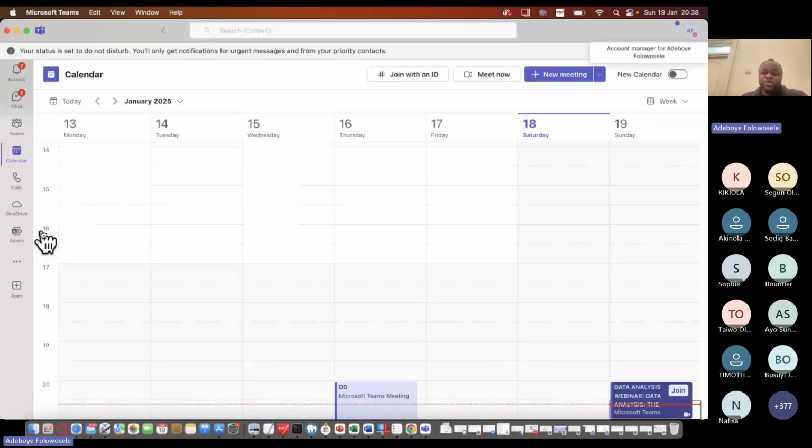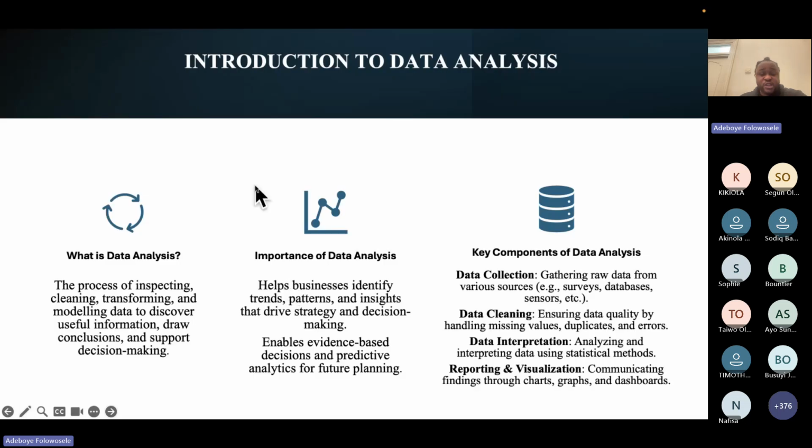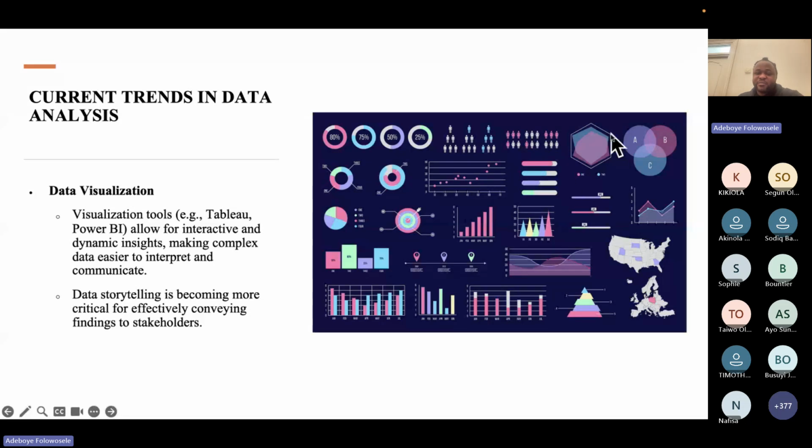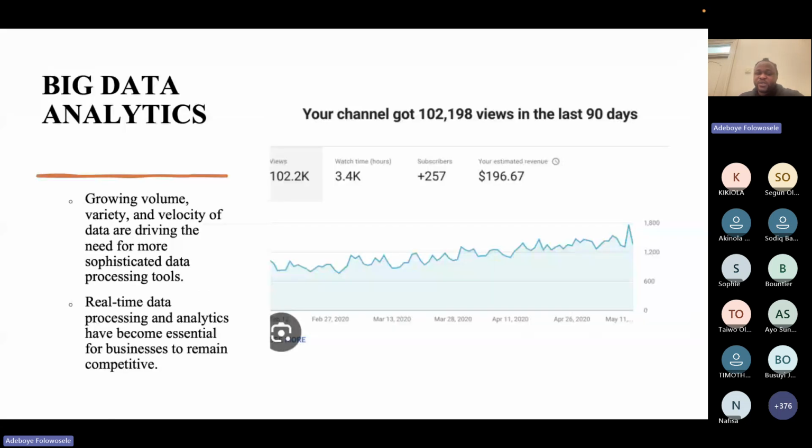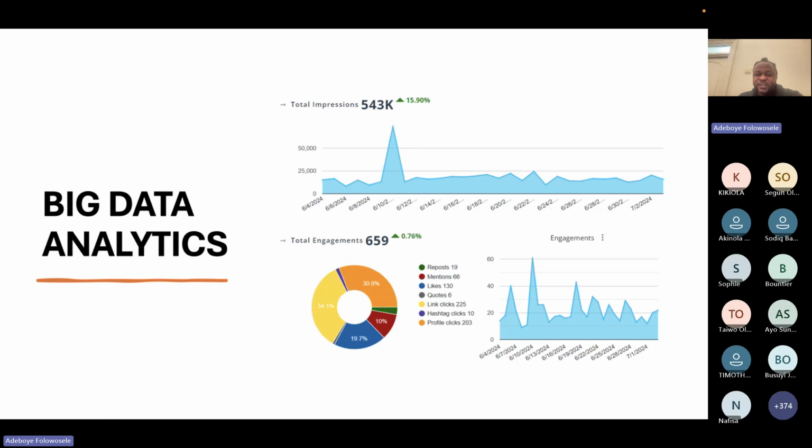So let me quickly review what I did in Power BI and in the PowerPoint for some of you that were not able to see the screen. The screen was showing me that it was sharing, so I don't know what happened, especially for those diagrams that I showed you. This is the dashboard that I was explaining in Power BI. Either you use Power BI or Excel. And this was what I was explaining about YouTube. It will show you the views, the watch time, the subscribers, the estimated revenue. And this is big data analysis.